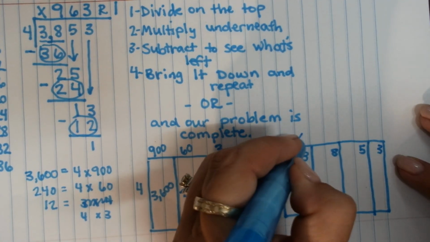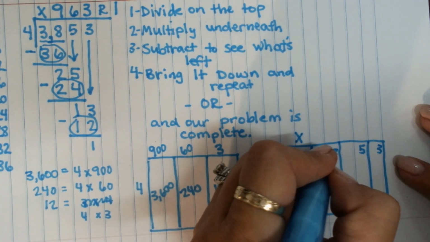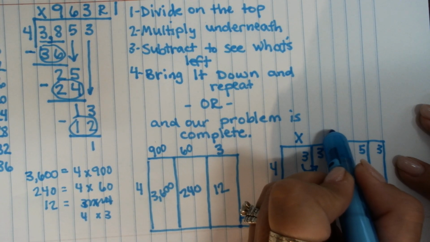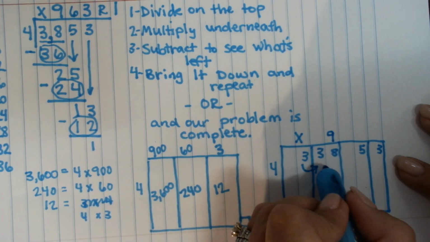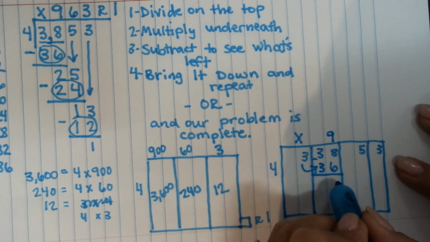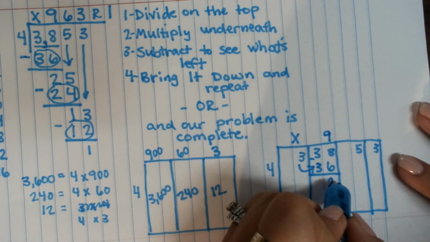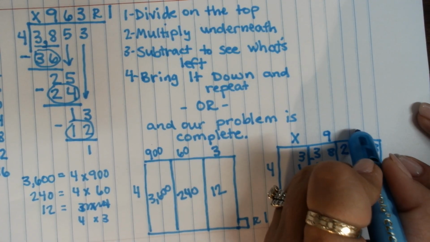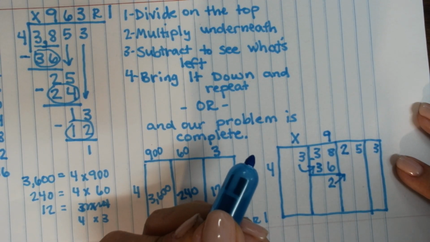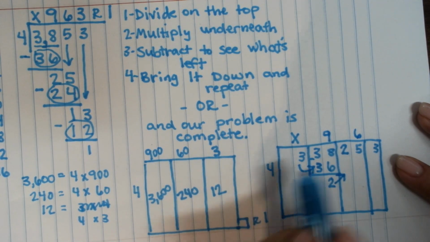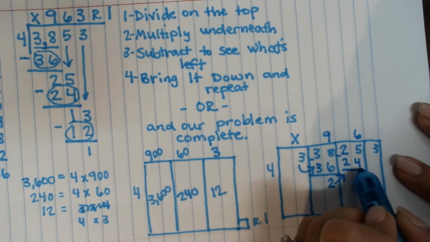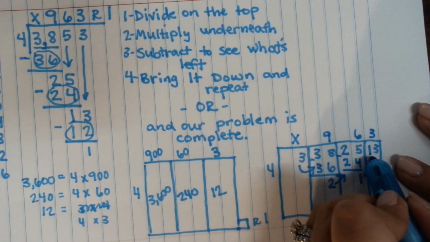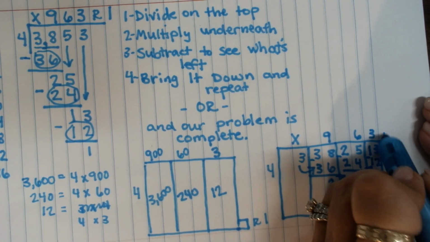So we would say 4 won't go into 3, so I'm not going to bring anything down, I'm going to move this over. Then we would say 4 goes into 38, 9 times 4 is 36, and this is just a repeat of what we've already done. Once we get here, we don't bring anything down, we bring it over. 4 will go into 25 6 times. 6 times 4 is 24, and again, we just bring it over. And then we get that 3, subtract 12, and we have our remainder of 1.